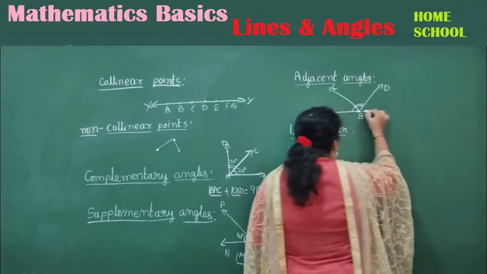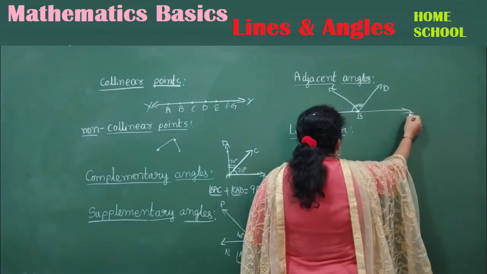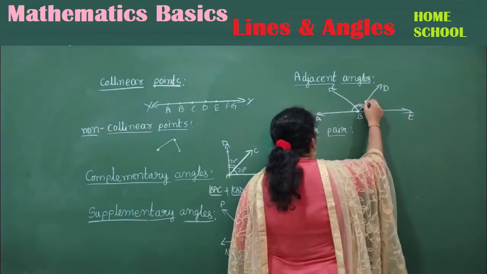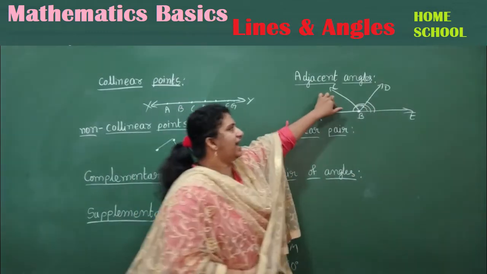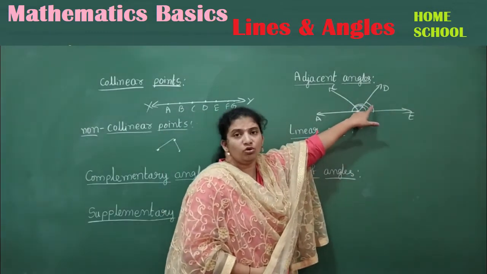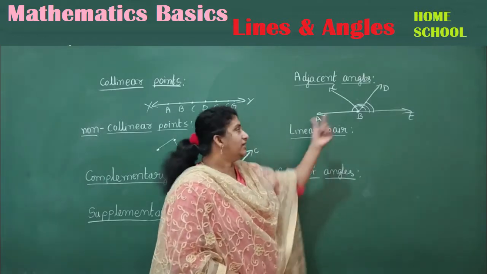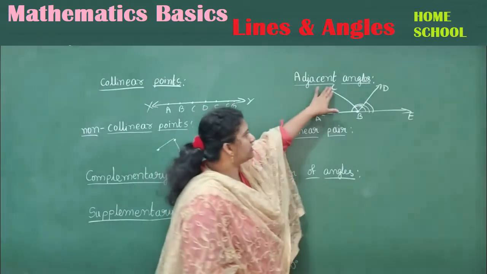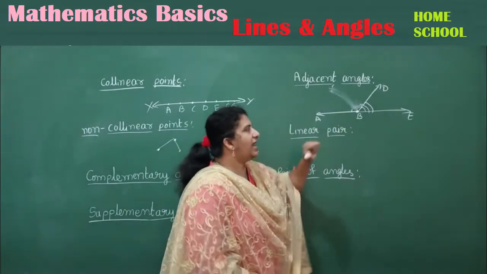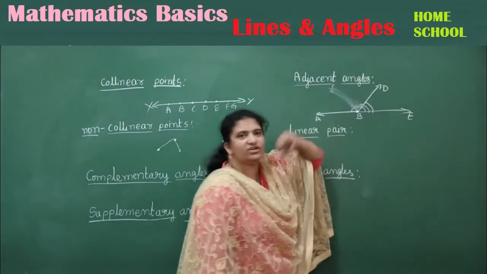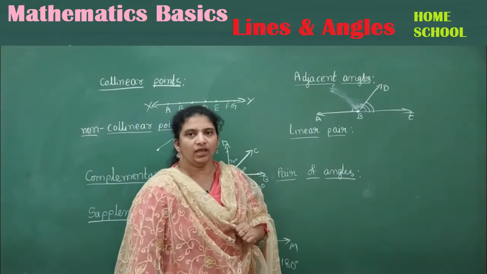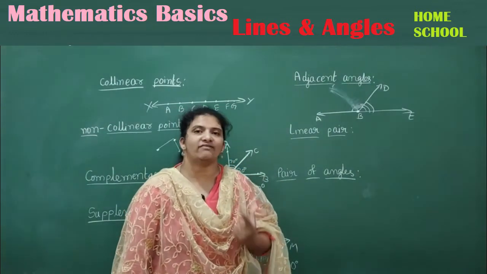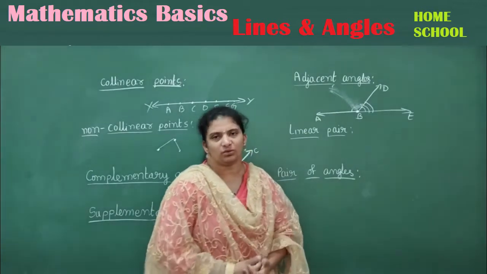Suppose I draw one more angle here, that makes E. Now look here. Is this angle adjacent to this? No, it is not adjacent. Why? The two angles should have a common arm. Suppose if this is missing, then I can say this angle is adjacent to this angle. Both the angles should have a common arm in between.